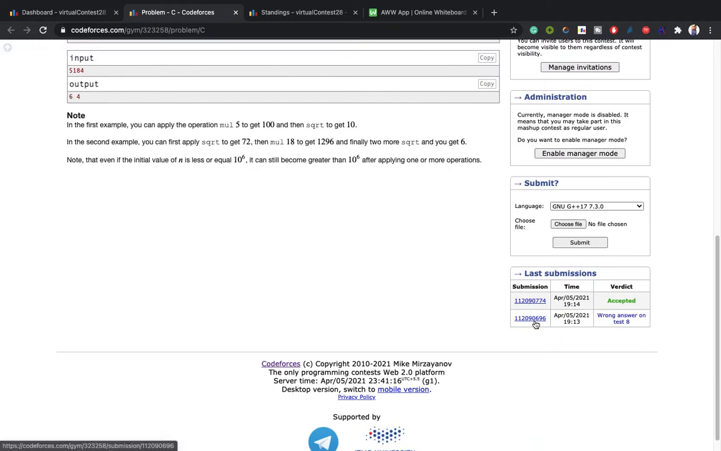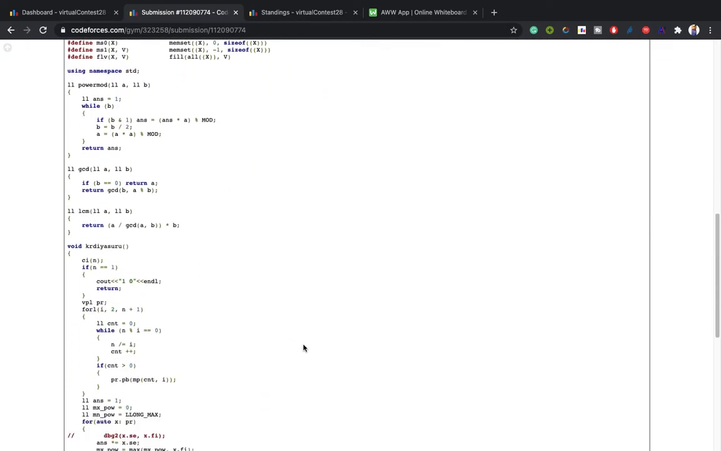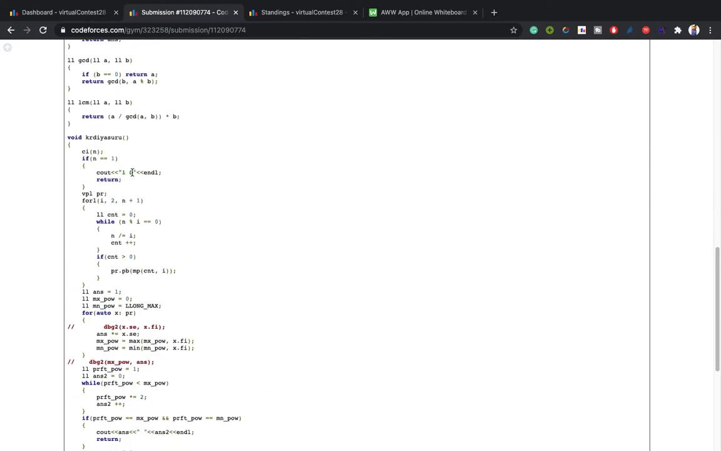I got a wrong answer because of the case when n is equal to 1. So I will explain it. For n equal to 1, we don't need to do any square root, we just need to multiply, because for n equal to 1, we have to make it 2. We need multiplication by 2.